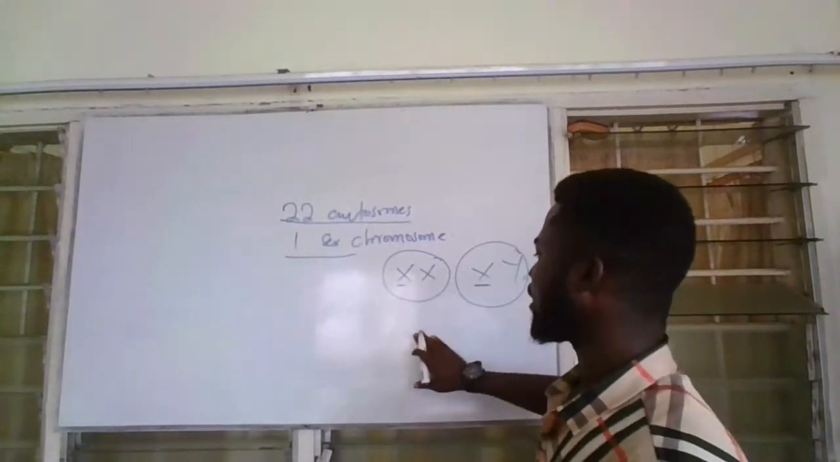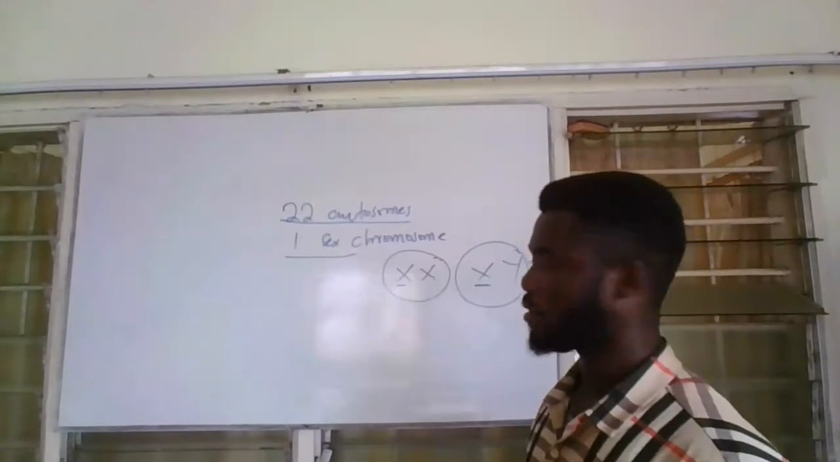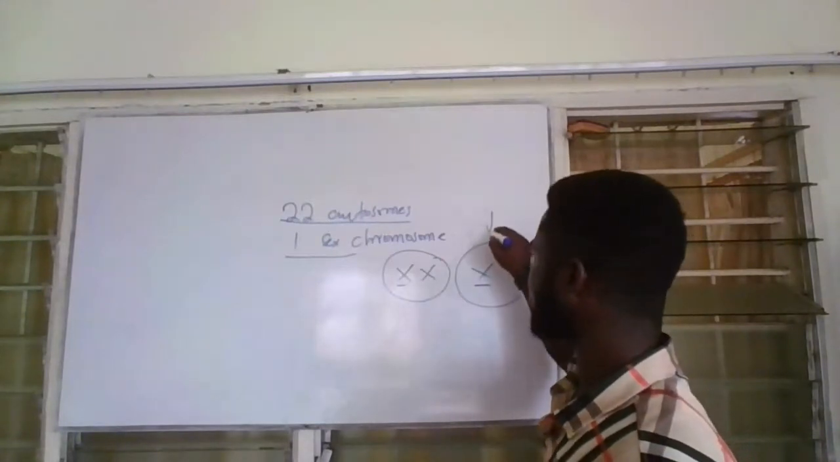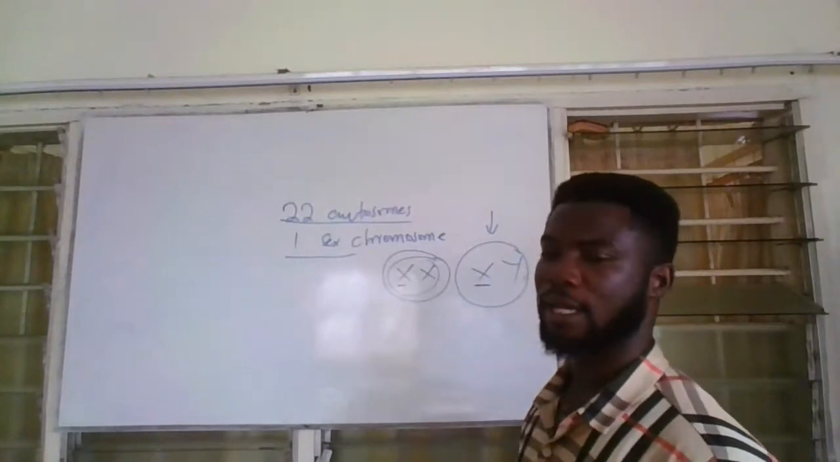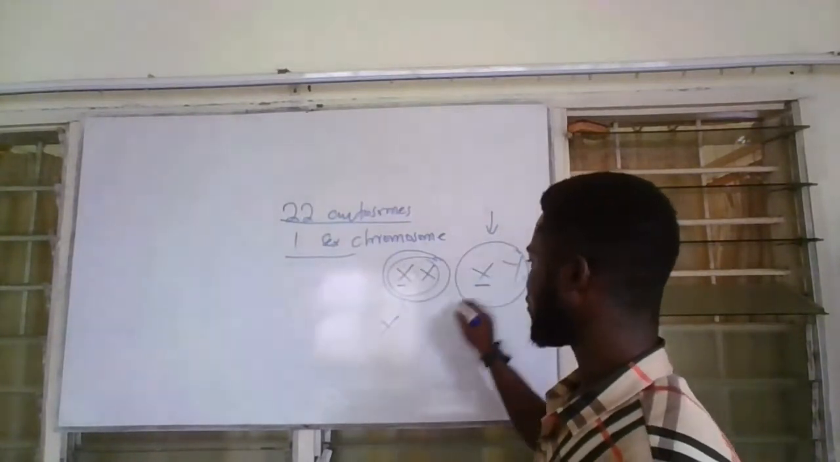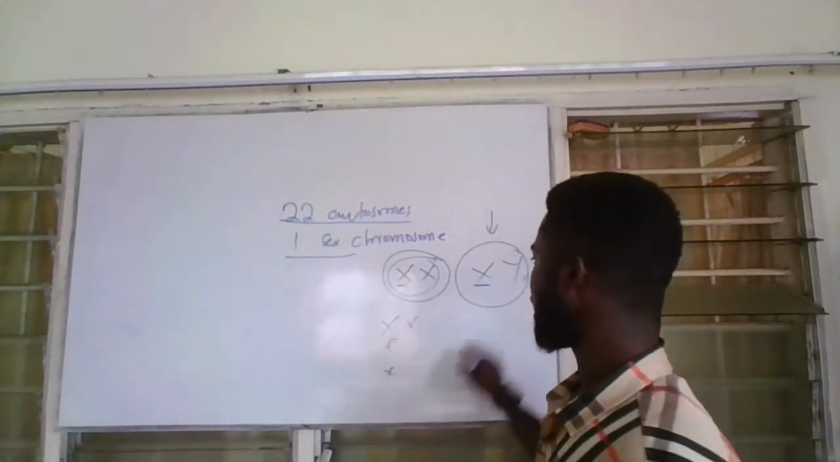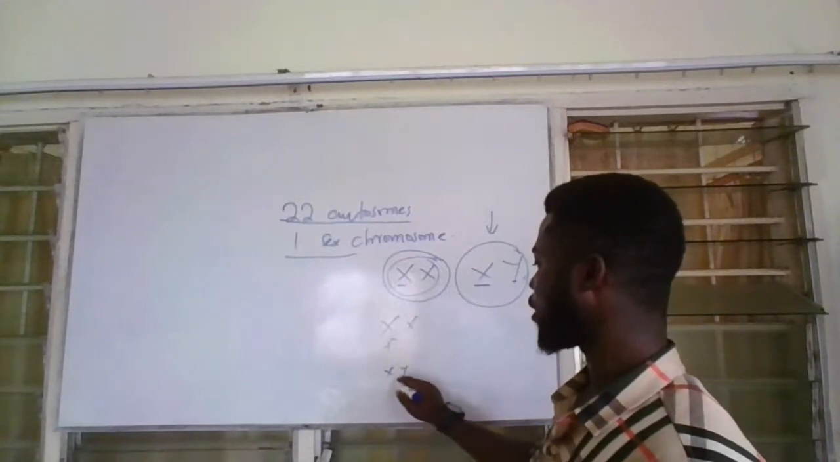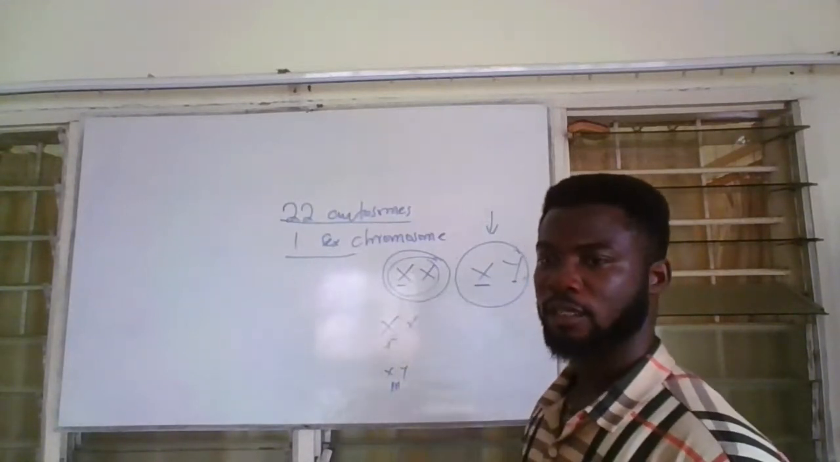So the determinant of gender is dependent on the father, because regardless of whatever happens, every mother brings an X. If the mother brings an X and the father brings an X, you have a female. If the mother brings an X and the father brings a Y, you have a male. This is what is found in the DNA.